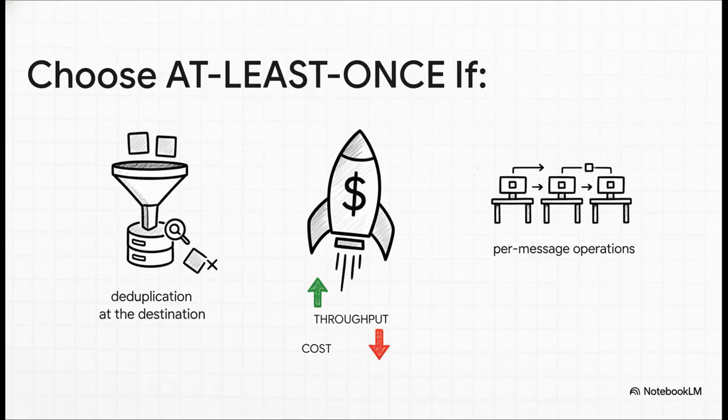Now, you should actively choose at least once when you know you can tolerate duplicates. Maybe your destination system can handle them for you. BigQuery and Bigtable are awesome at this, for example. If you're just transforming each message on its own, or if your main goal is to optimize for the lowest cost and highest throughput, this is absolutely the way to go. You get a huge performance boost basically for free.